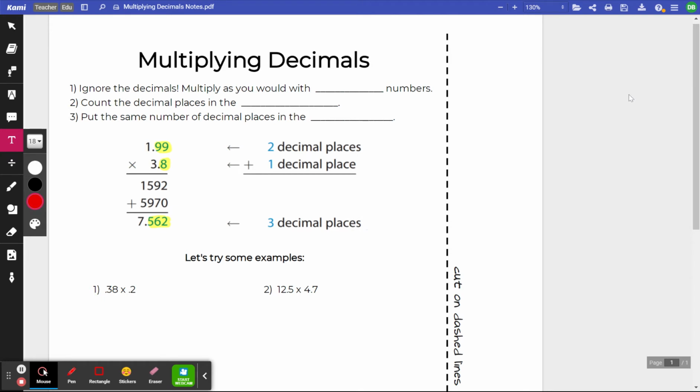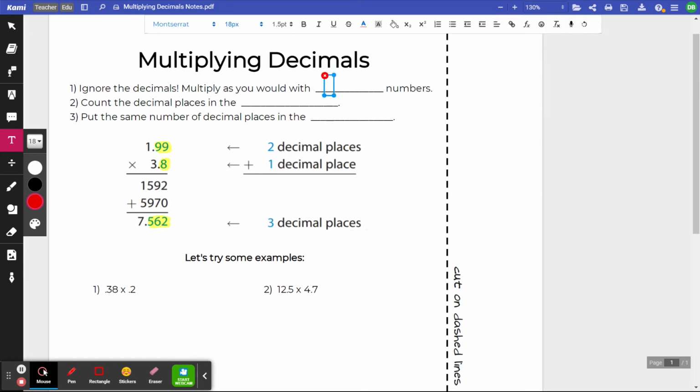But for now, you guys should have a copy of this multiplying decimals notes sheet. So you should have glued these into page 8 of your notebook, which should be the next blank page. And then make sure to update your table of contents also. And then whenever you're ready, I'm going to walk you through filling these in.